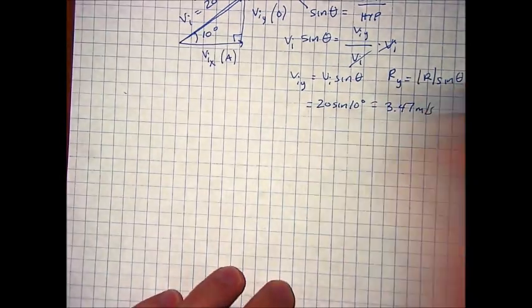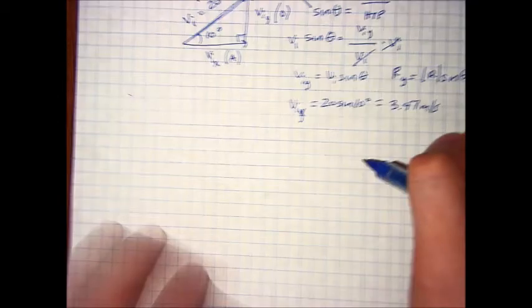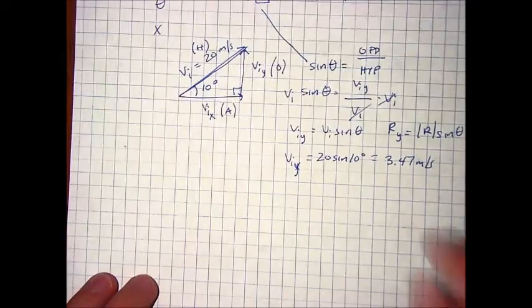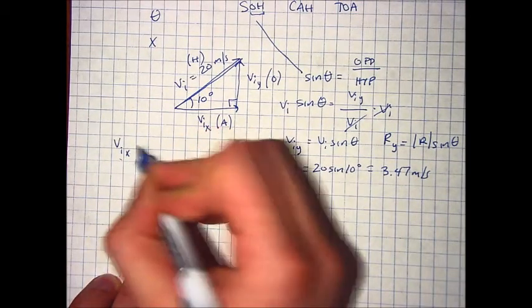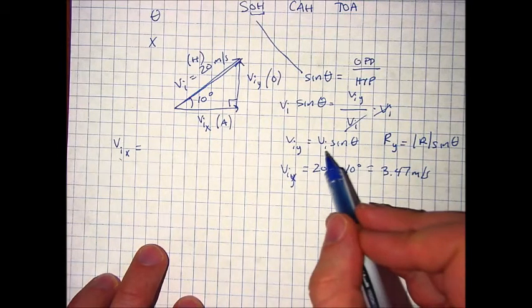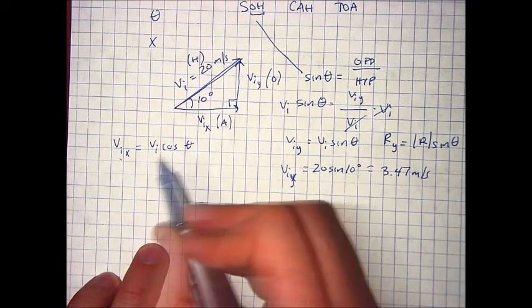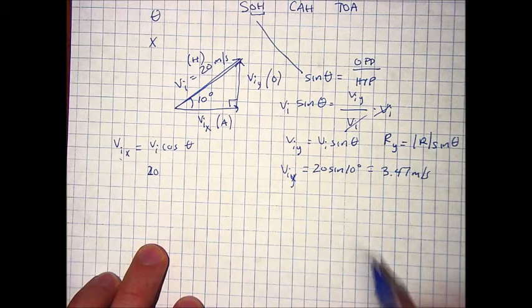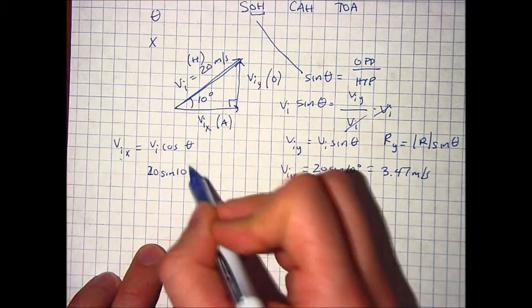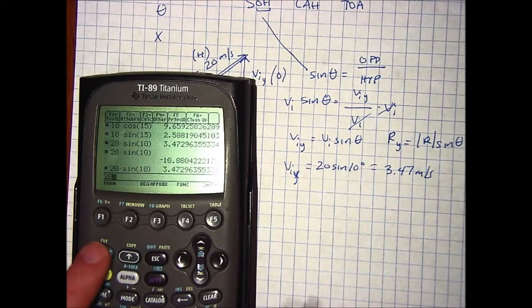And that's going to be the V initial in the Y. That's right, we started with the Y. So now, to go ahead and finish up, all we have to do is the V initial in the X direction. And it turns out it's just going to be the same thing, V initial cosine theta. All you have to do is switch it from sine to cosine. So then we plug and chug again, 20 times sine of 10. And again, to show you how to do that in the calculator, we have 20 times sine 10, cosine.